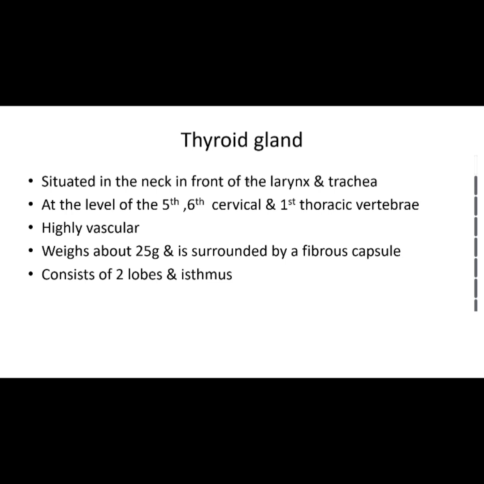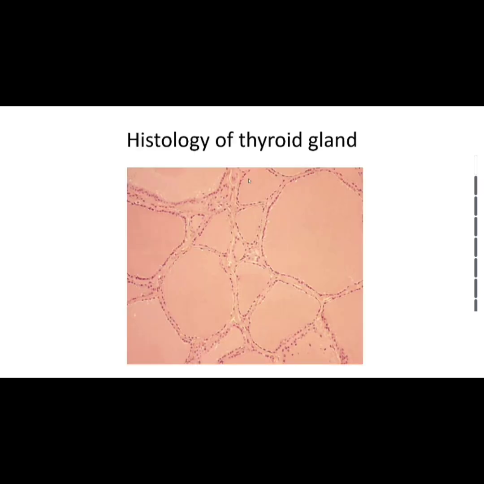Then histology. It's always good to think about histology. Looking under the microscope, we have the histology there, and in between you can see those spaces, which we call colloid. That is what those epithelial cells produce, called colloid, and the hormones are located in the colloid.